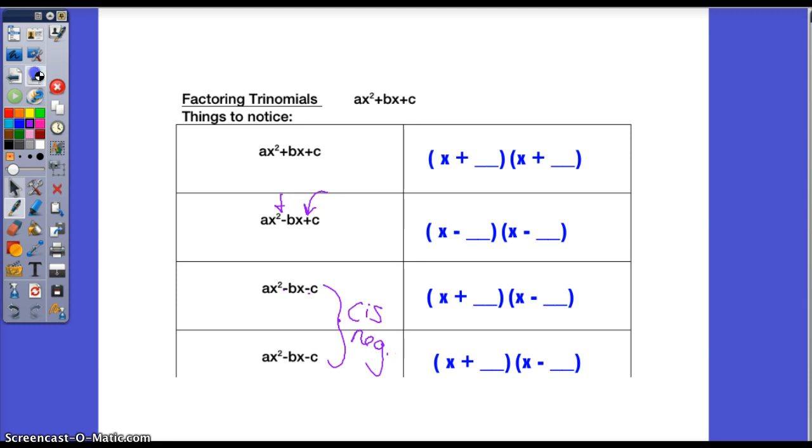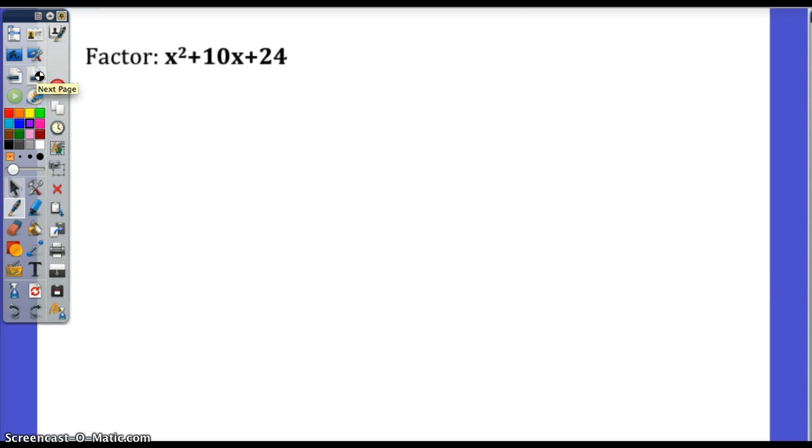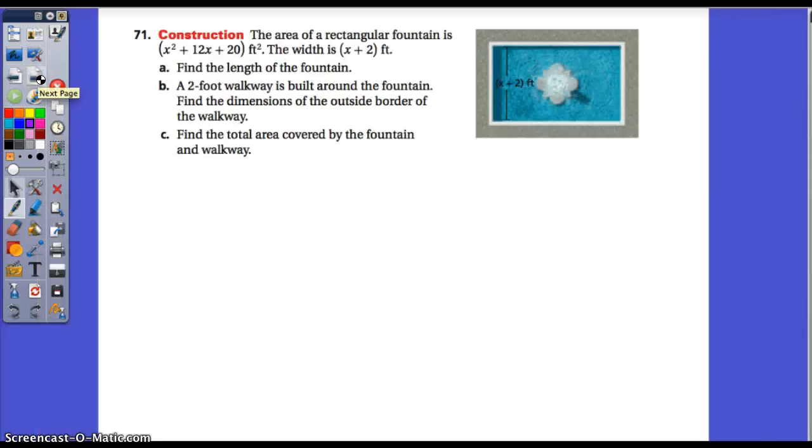Okay, last but not least, we're going to skip that one right there for right now, and we're going to do the construction one. It says the area of a rectangular fountain is x squared plus 12x plus 20 feet. You will go to the next video for this problem.